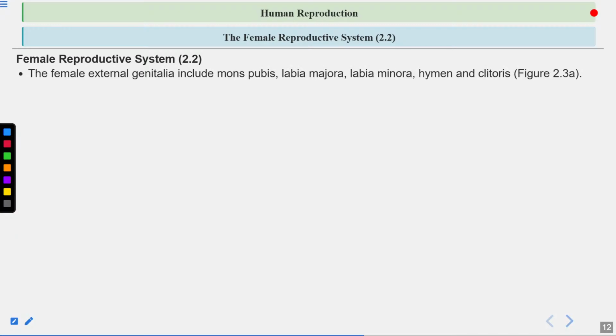Now, the female external genitalia include mons pubis, labia majora, labia minora, hymen, and clitoris. These are the parts of the female external genitalia. There is a common name given to the female external genitalia, which includes mons pubis, labia majora, labia minora, hymen, and clitoris, and this name is vulva. This is the common word given to all the components of the external genitalia. Now we'll talk about the different parts of the external genitalia.